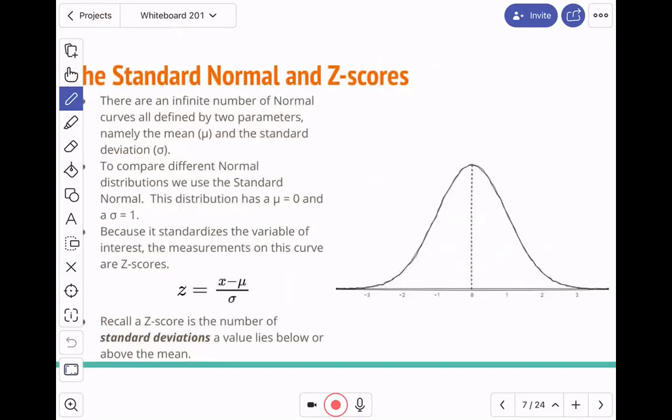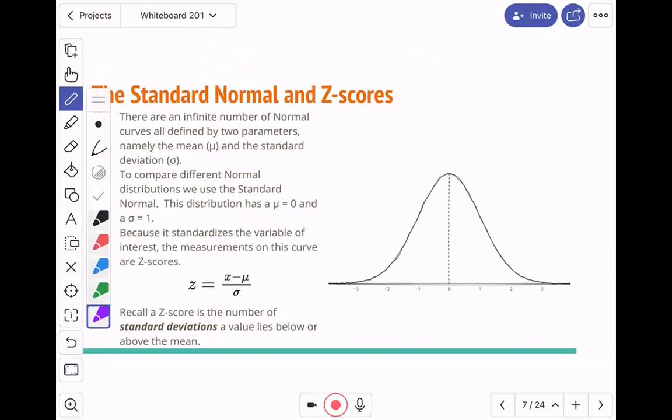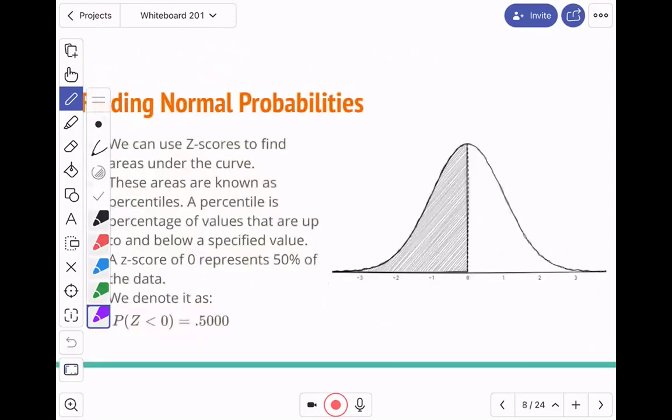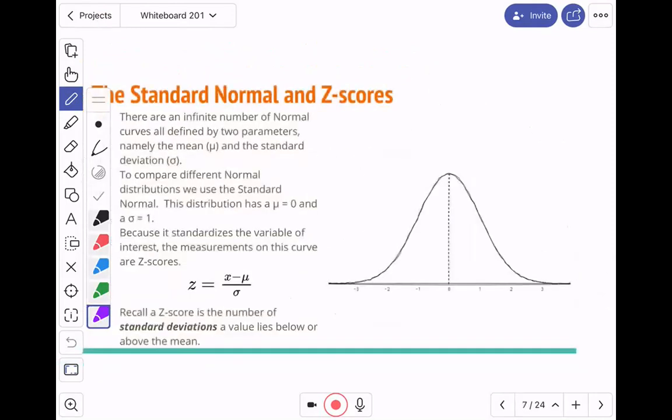So what ends up happening is this then. Because every curve has a different mean and different standard deviations, and there's an infinite number of curves out there, we define these curves based on their means and their standard deviations. So when I write that, these are what we call the parameters, by the way.